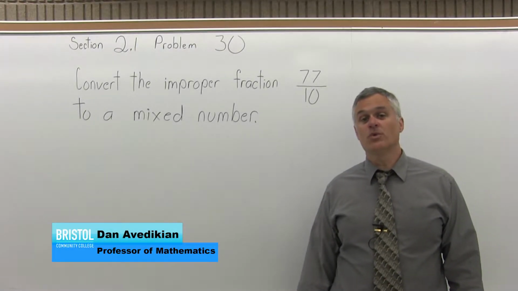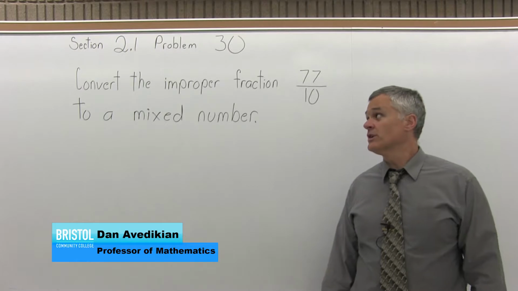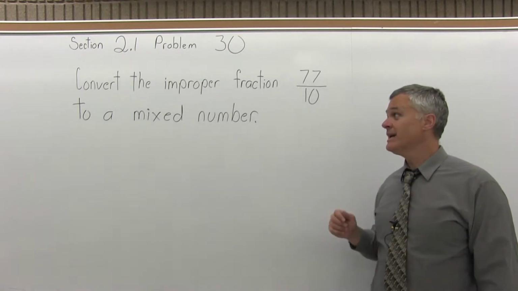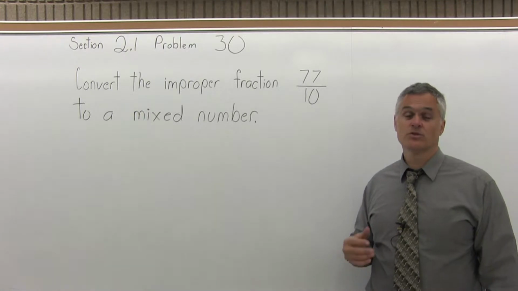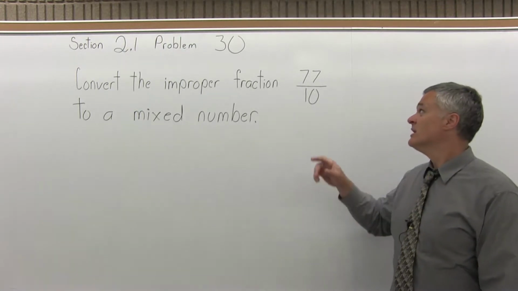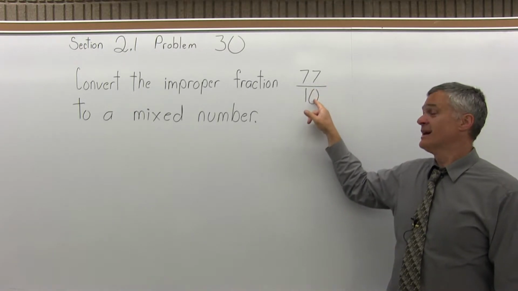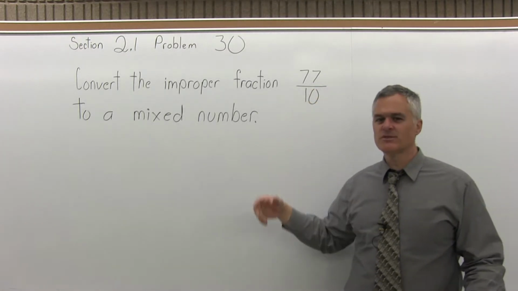This is Section 2.1, Problem 30. It says convert the improper fraction 77 over 10 to a mixed number. So a mixed number, I want a number with a fraction. And just to get a quick estimate, I know 70 over 10 would reduce to 7. So it's got to be 7 in some fraction.